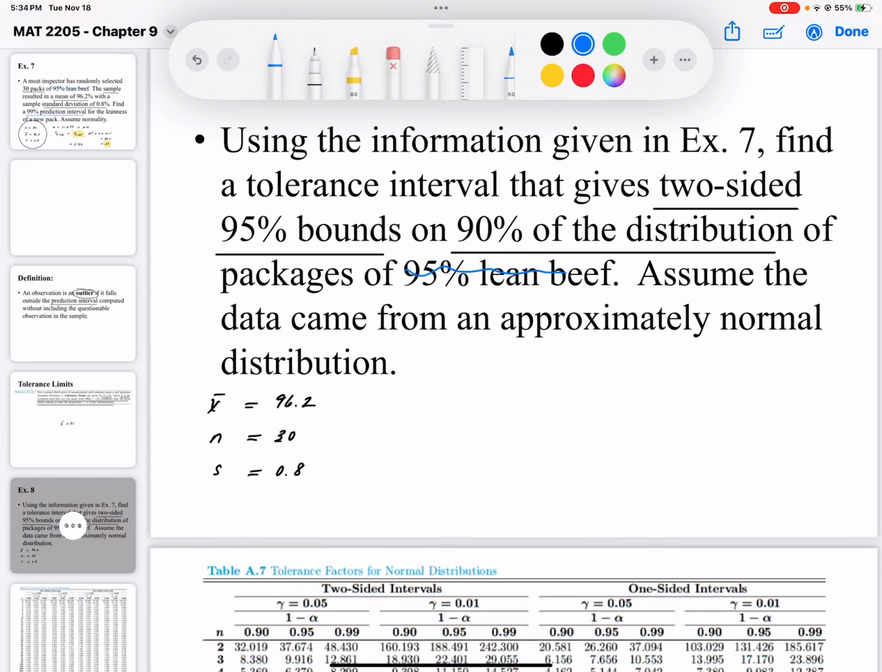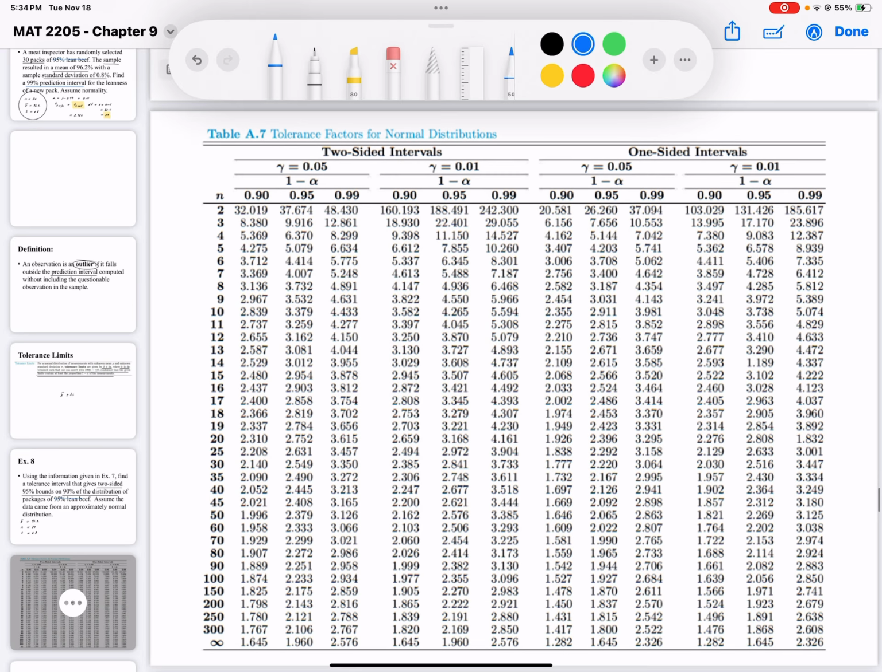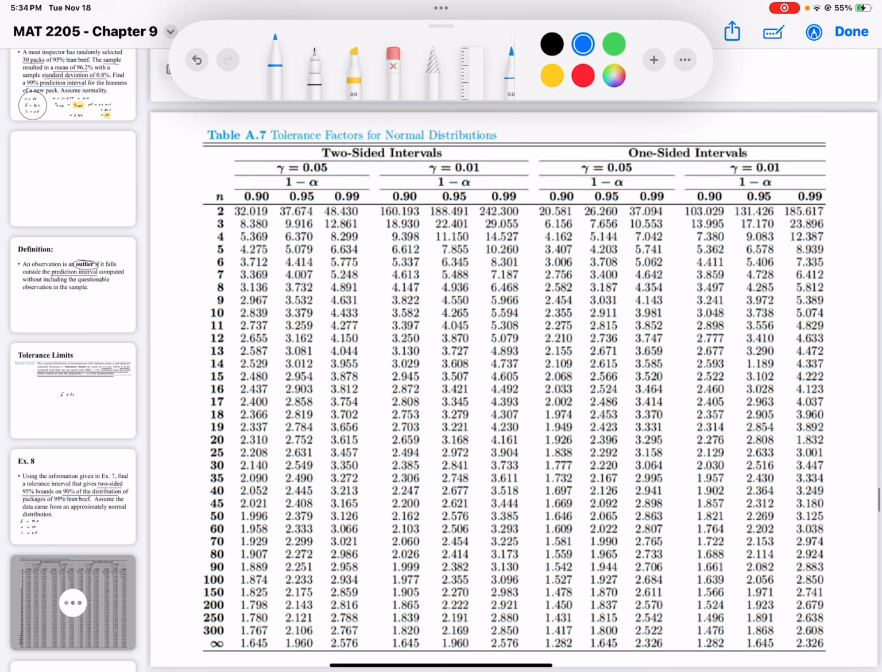We have our X bar, which is a sample mean, and we have our S, which is a sample standard deviation. In order to go to this new table, look at the new table here. It says tolerance factors for normal distributions. In order to go to this table, we need three things. We need the confidence level. We need the proportion of the population that we want to cover. And we need the sample size, clearly.